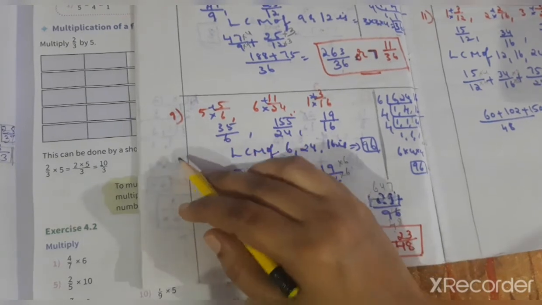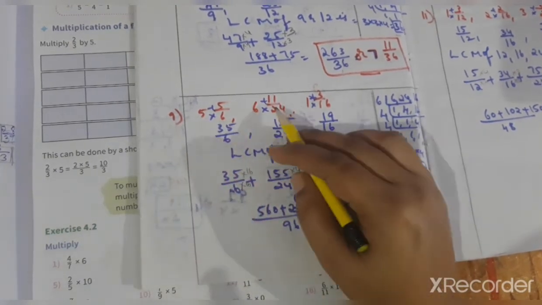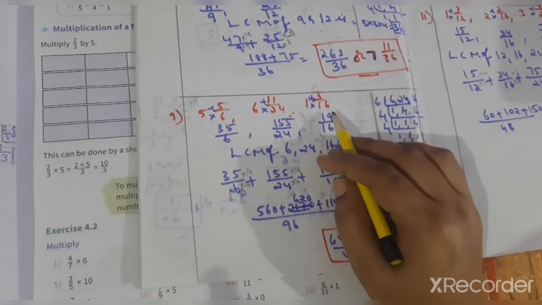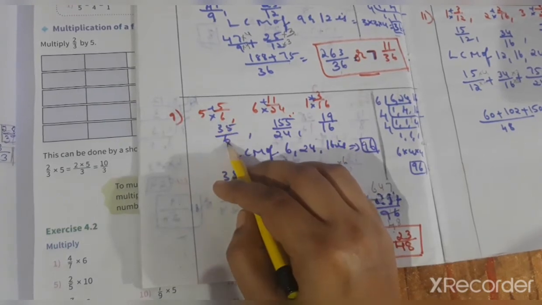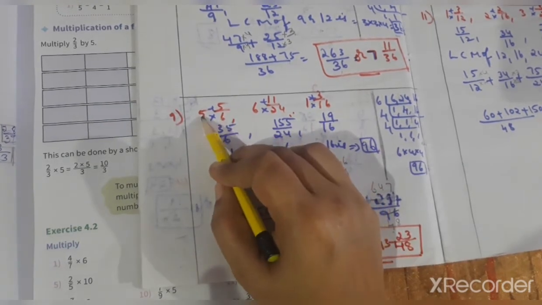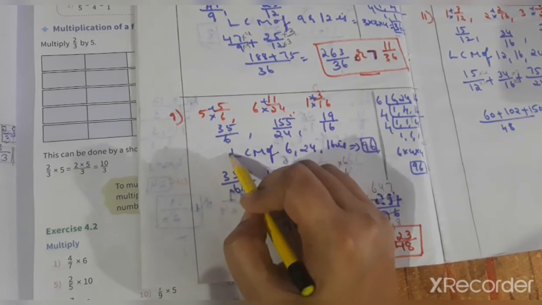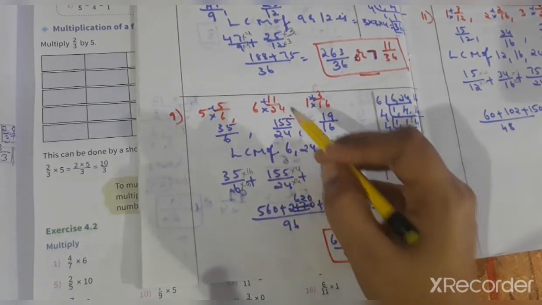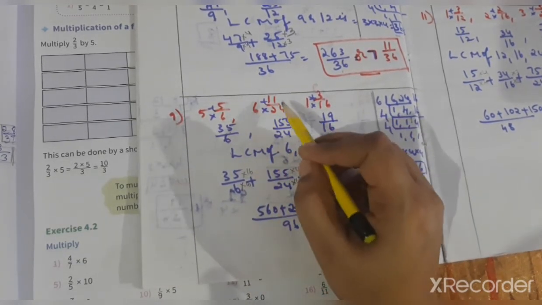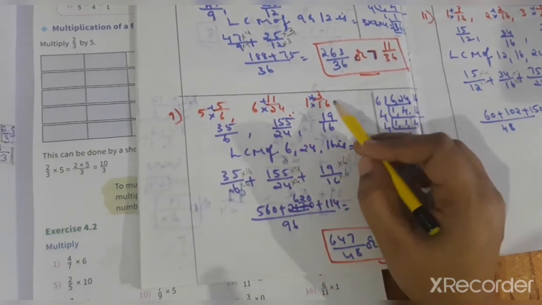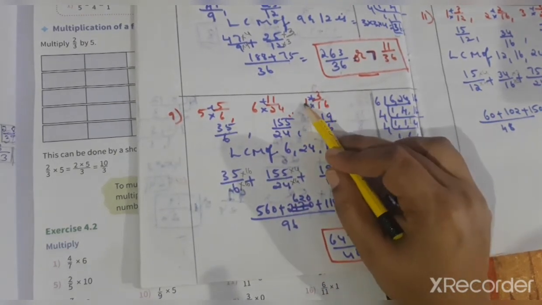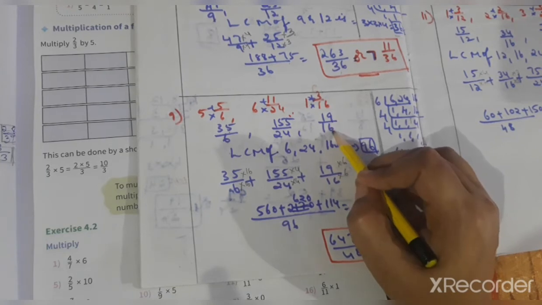Now ninth question, 5 by 6, 6 11 by 24, 1 3 by 16. So 6 here, write 6 first. Now 6 into 5, 6 5s are 30 plus 5 is 35 by 6. Write 24 first. 24 into 6, then plus 11, so 155. Write 16, 16 into 1 plus 3 is 19 by 16.